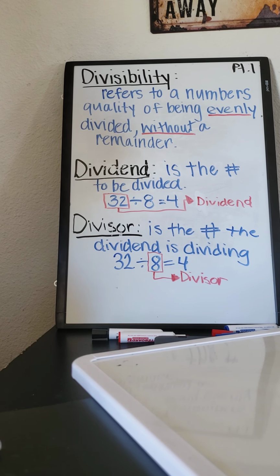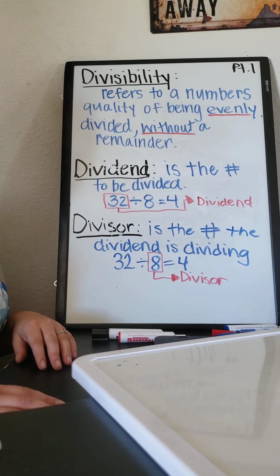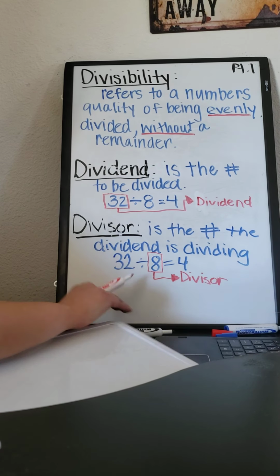Our last term we're going to go over today is divisor. Now, the divisor is the number that the dividend is dividing. So, in the equation 32 divided by 8 equals 4, the number 8 is the divisor. So, let's get right into it by starting with the number 2.